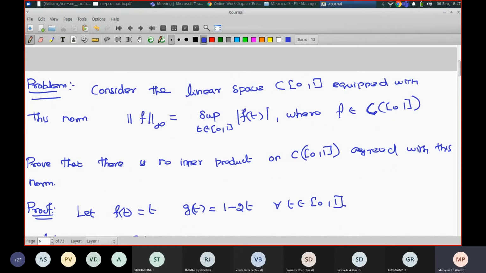Okay, so there is another example for that. Consider the linear space equipped with the norm. This norm is called the sup norm.